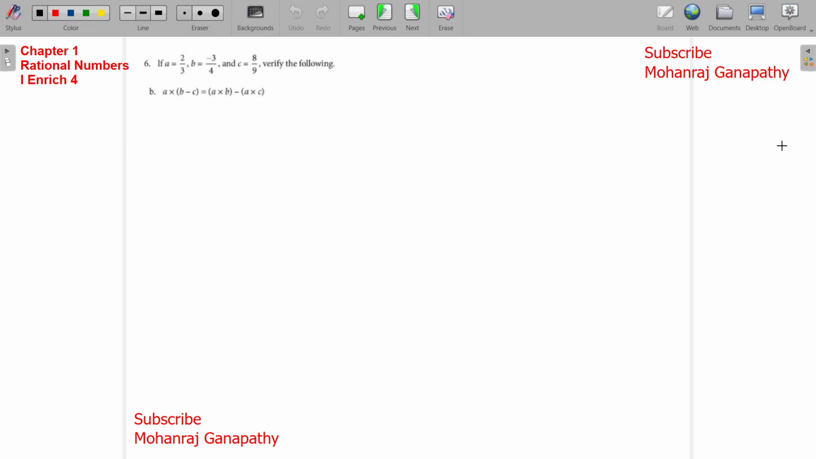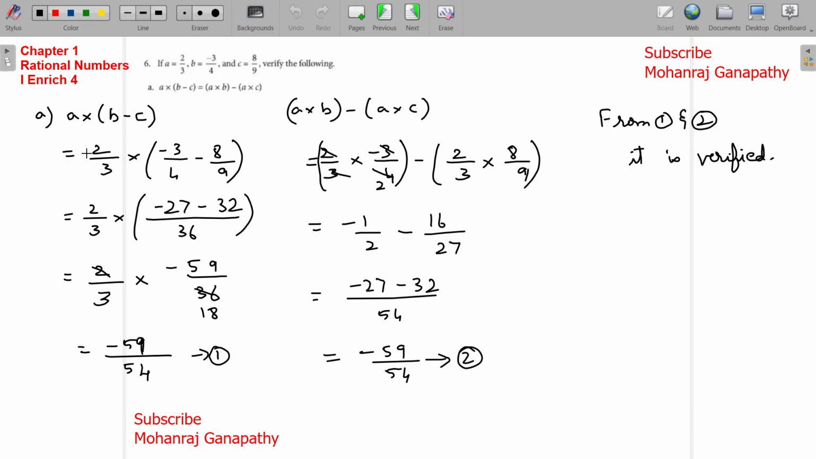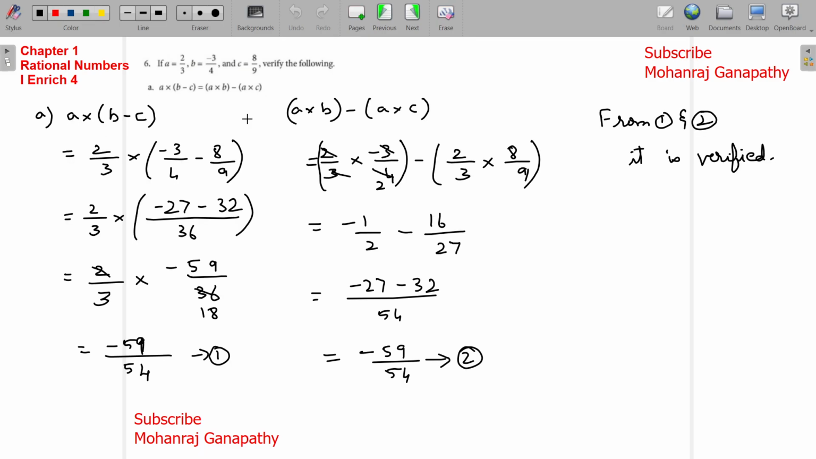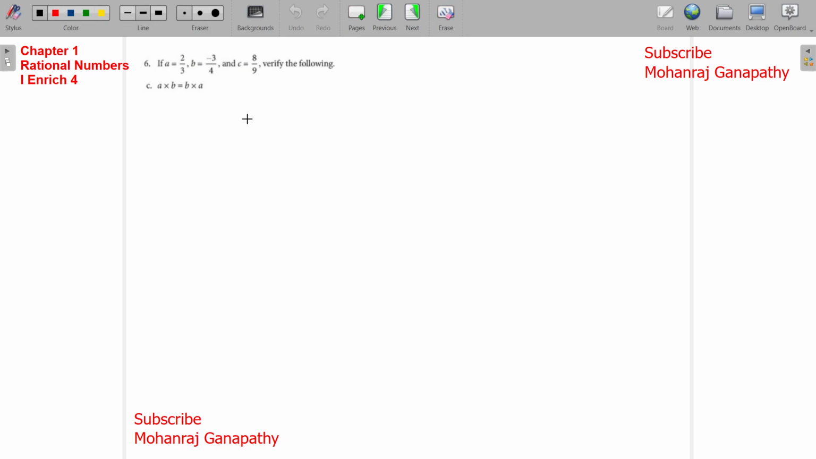Sixth sum, B subdivision. A into B minus C, 2 by 3. Same thing is repeated. A into B minus C is equal to A into B minus A into C. We can move on to the next sum. Look, both the conditions are same. We can move on to the C subdivision.